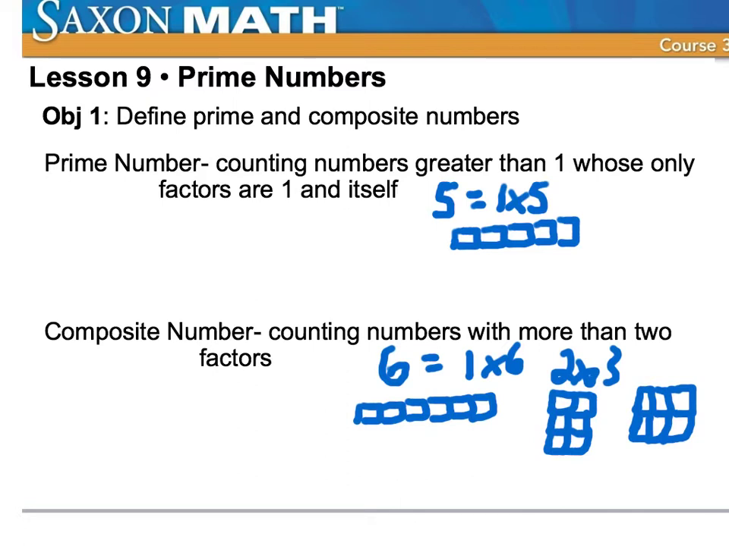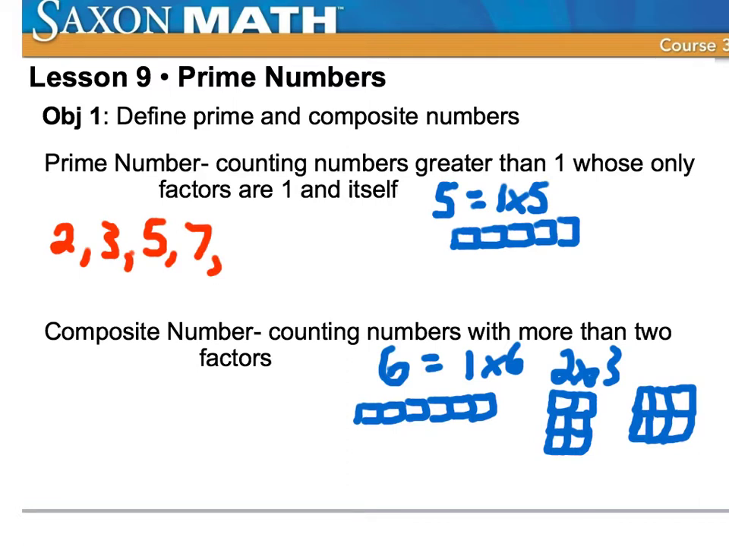Okay, so let's write the first 10 prime numbers, because it's important to know. Again, 1 is not a prime number. So first 10 prime numbers. We'll start with 2. The only way I can multiply numbers together to get 2 is 1 times 2. Then 3, 1 times 3. And then we skip 4 because we could do 2 times 2 to get 4. Go to 5. Next one is 7.